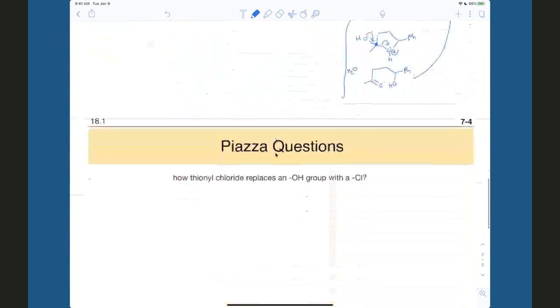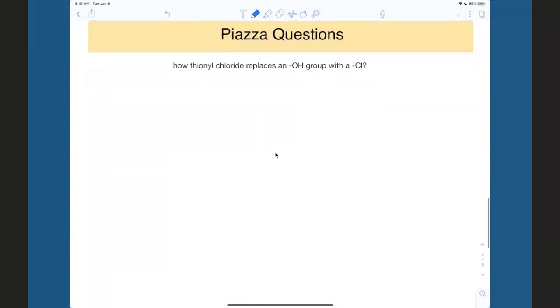Okay. Move it along. I almost missed this one because it was in between the big pictures. There's a question of how does thionyl chloride replace an OH with a Cl?